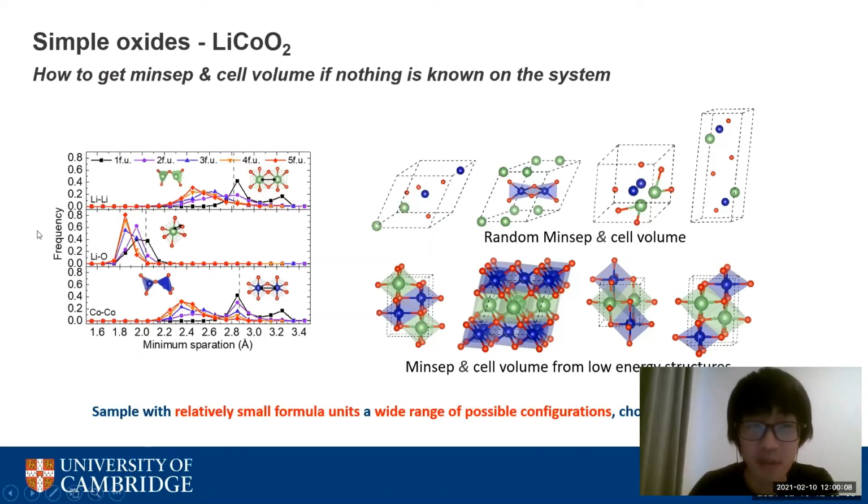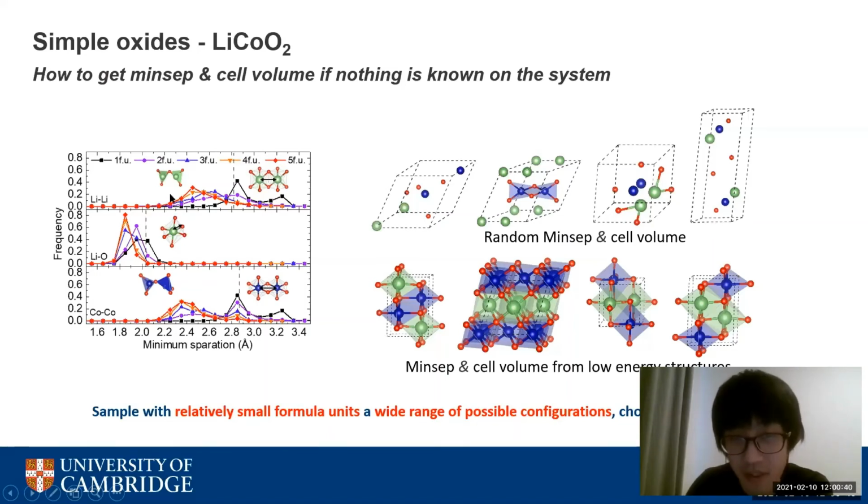So here I show you some of the results of the mean sep list I got from random structural search. You can see that for lithium cobalt oxide, when I increase the number of formula units, the relaxed structures have mean seps that quickly converge to a value. If you look at the low energy side, the minimum separation usually gets to the same value.